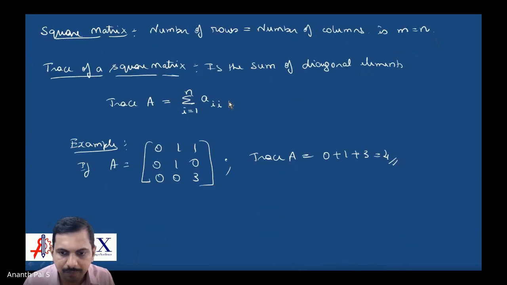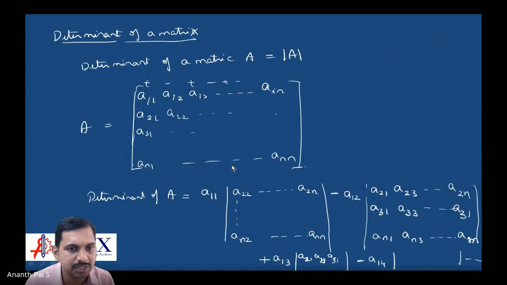Next, square matrix. In a square matrix, rows as well as columns are the same. Then it is a square matrix. Trace is the sum of the diagonal elements, the principal diagonal elements. There are two diagonals. One is this diagonal, another one is this diagonal. The principal diagonal is this. So the principal diagonal elements give the trace. Sometimes it will come as trace of A. So you have to understand that.